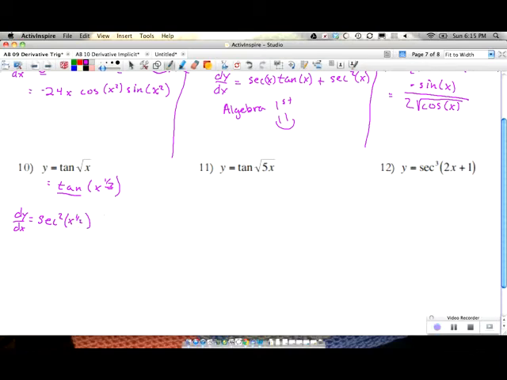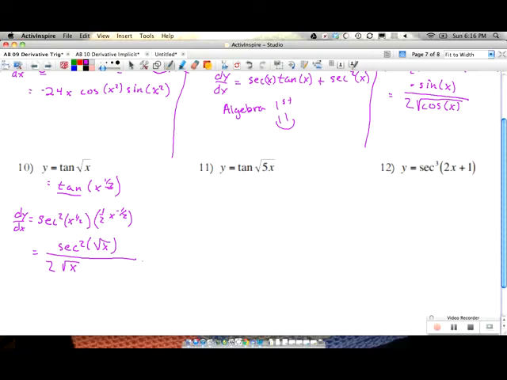We're going to leave the x to the 1/2 alone the first time. Then we're going to multiply by its derivative, which in this case is 1/2 x to the negative 1/2. Simplifying all those pieces, we're going to have secant squared of the square root of x, and then here we'll have over 2 times square root of x as well.